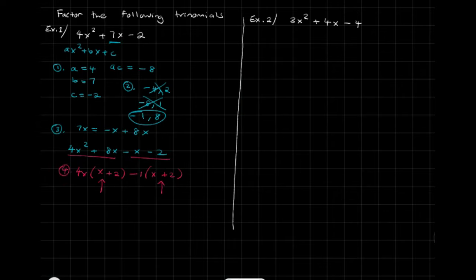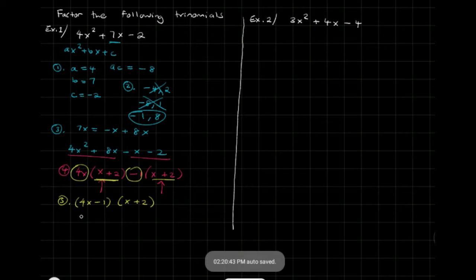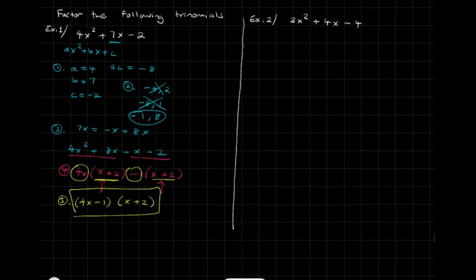Once the inner factors are the same, you can go to the fifth step, which is you can factor by grouping. So if you're factoring by grouping, you get 4x minus 1. So you're going to collect the terms on the outside together, and then you're going to keep one of the inner factors the same. So you get 4x minus 1 times x plus 2. Okay, so this is your factored form of this quadratic expression.